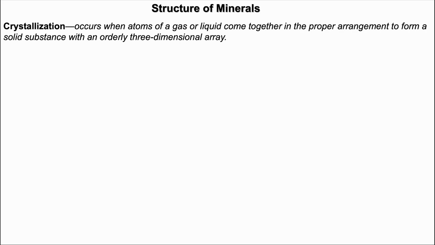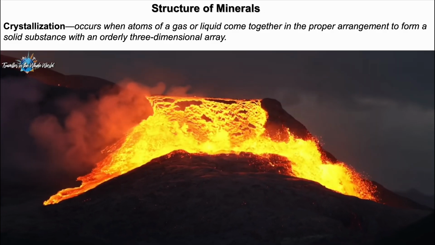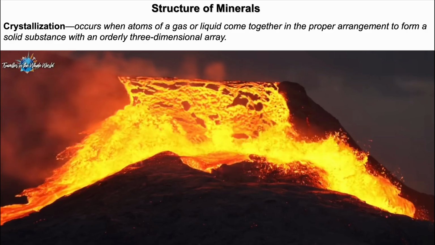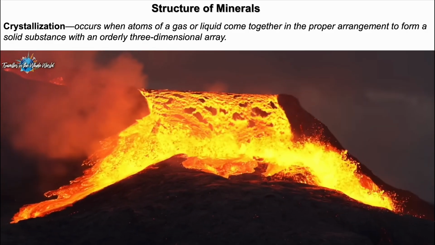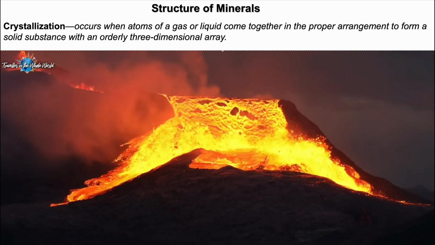Crystallization occurs when atoms of a gas or liquid come together in the proper arrangement to form a solid substance with an orderly three-dimensional array. When do minerals form? When does this magic happen? Well, it happens during the cooling of molten rock, as seen here in Iceland. Liquid magma is coming up through this mid-ocean ridge fissure and reaches the surface, becoming lava, which then spreads out. This lava, being exposed at a much lower temperature of the atmosphere, cools off rapidly and forms a dark-colored igneous rock, which we know as basalt.